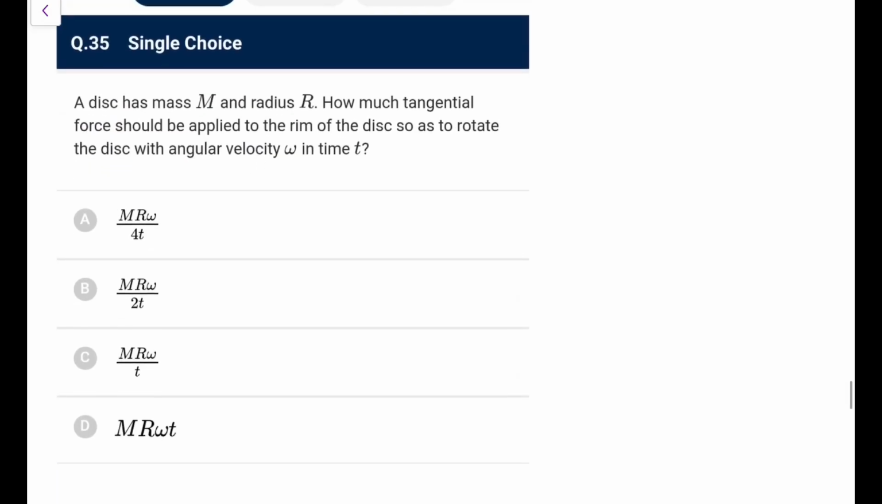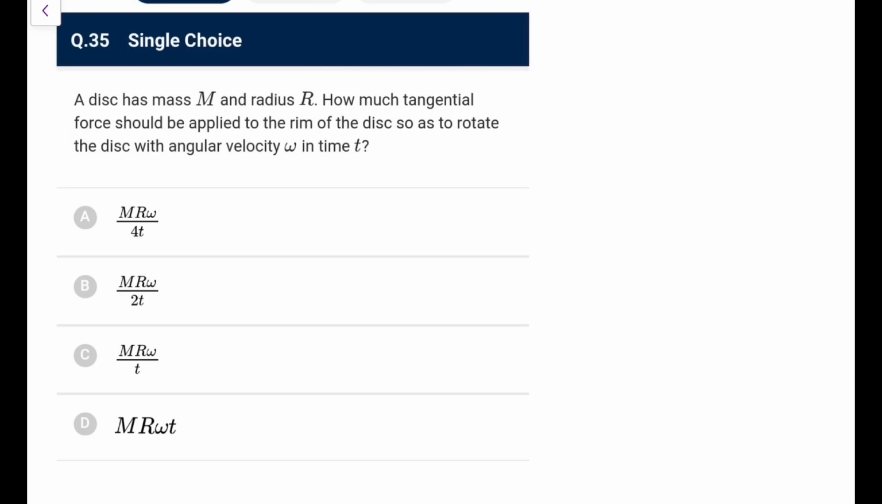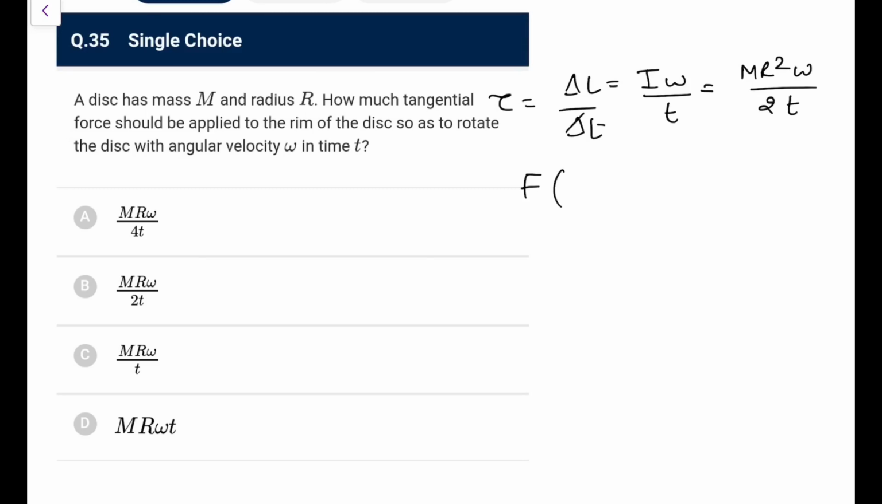Next one, a disk has mass m, radius r. How much tangential force should be applied to the rim so that it rotates with angular velocity omega in time t? So what is the angular momentum change? Angular momentum change would be I omega by t, delta L by delta t, and that is the torque. I is mr square by 2, so mr square by 2 times omega by t, and tau you can write as F into r, so that is mr square omega by 2t. So you have F equals mr omega by 2t. Go for option B, that would be the force in this particular case.